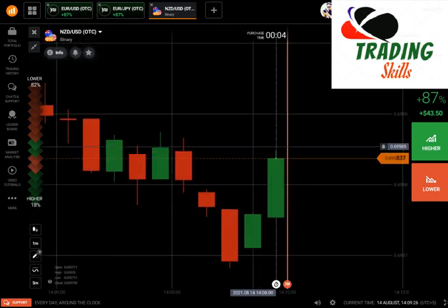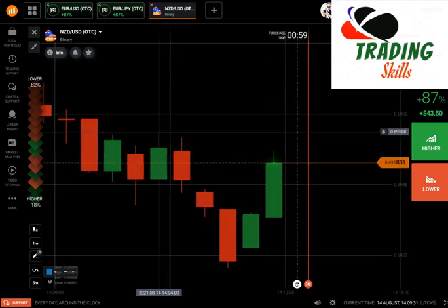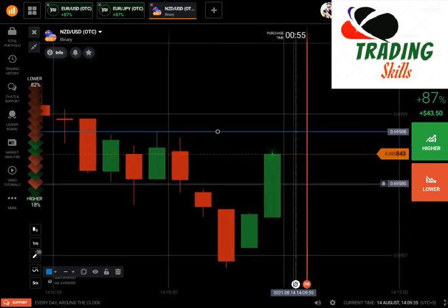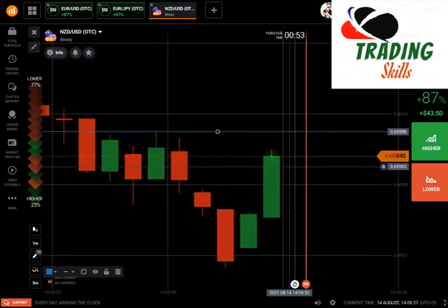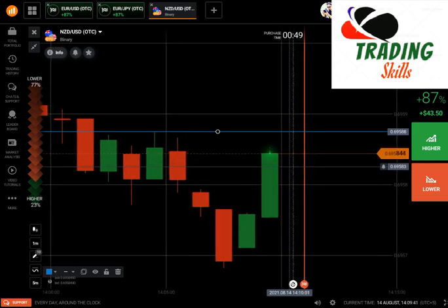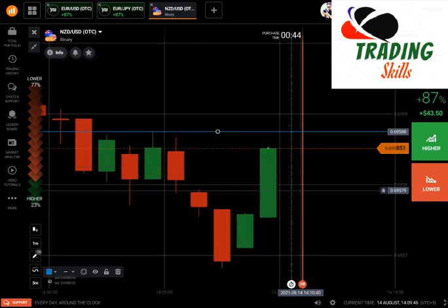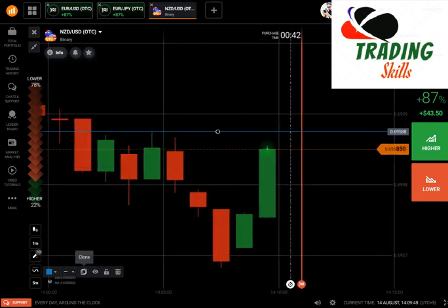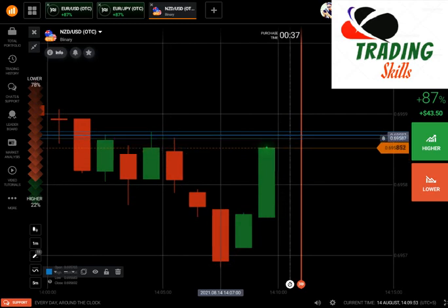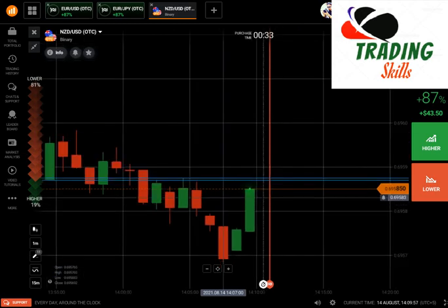Okay, so now if I want to go here with the sellers, I need to say that this is the actual breakout level. If the market breaks this level, I can go here with the sellers. Okay, so I need to wait. Okay, the actual levels are here. Okay, I will wait here.